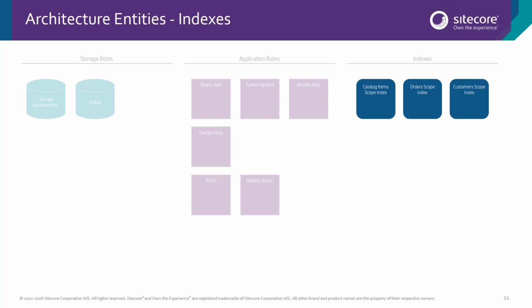Finally, we come to the 3 indexes that are part of Sitecore Experience Commerce. They are all used to power the search features within the BizFx tools. You have the orders scope index, which allows merchandisers to search for a specific order and quickly retrieve its details. You have the catalog items scope index. This is used to allow merchandisers to search for specific catalog items. And you also have the customer scope index. Again, it allows merchandisers to search, but this time for customers.